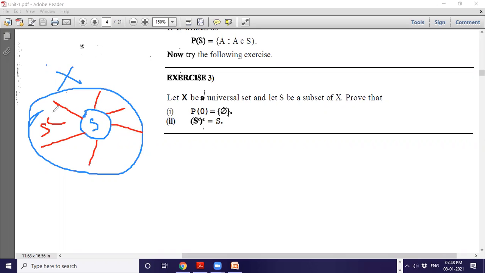Now I need to take the complement of this SC. If I take the complement of SC, meaning those elements which are present in X but not present in SC, clearly that will be our S. It is clearly visible from the diagram, that's why I have used this Venn diagram. So from the Venn diagram, it is very clear that the complement of the complement of S is S itself.